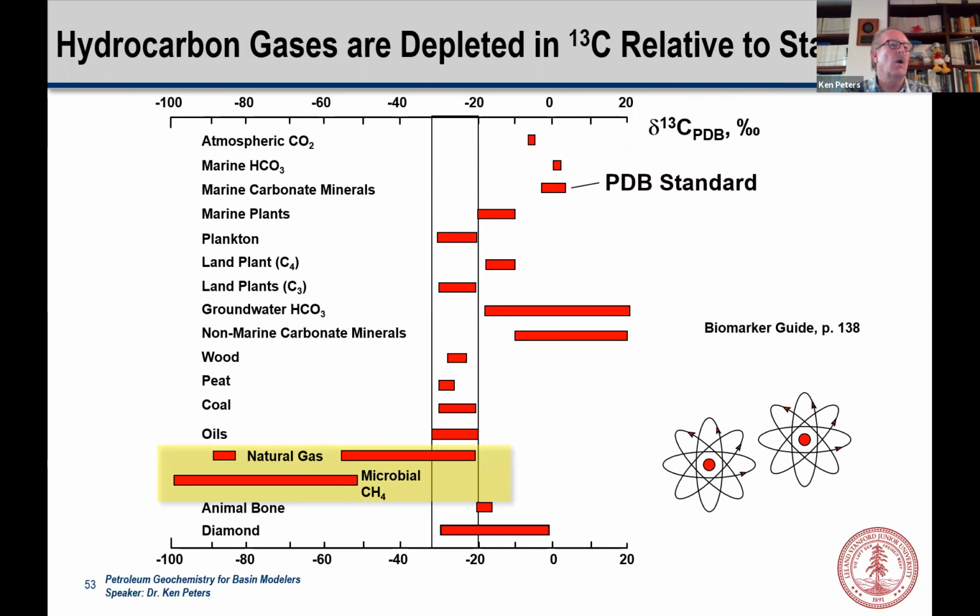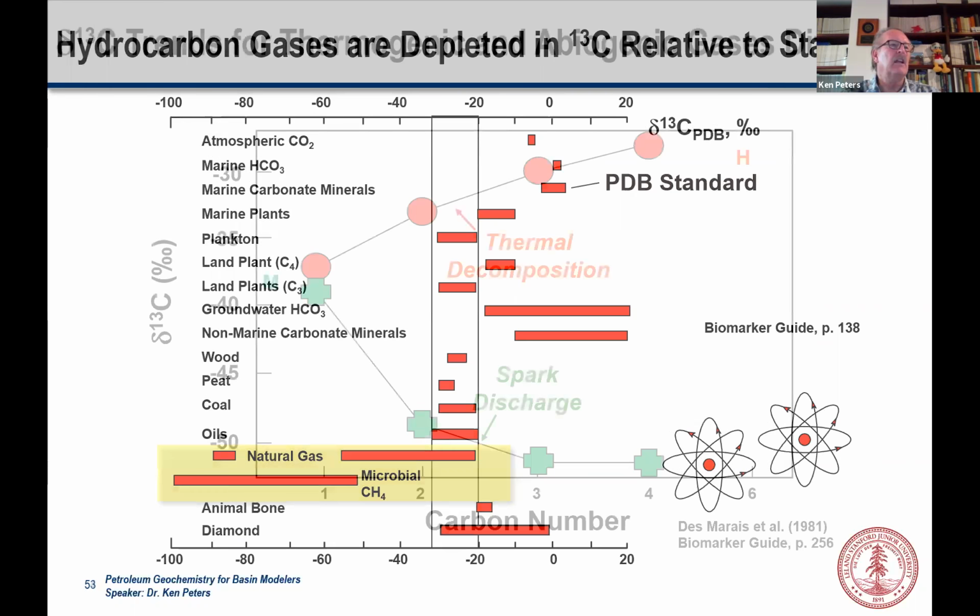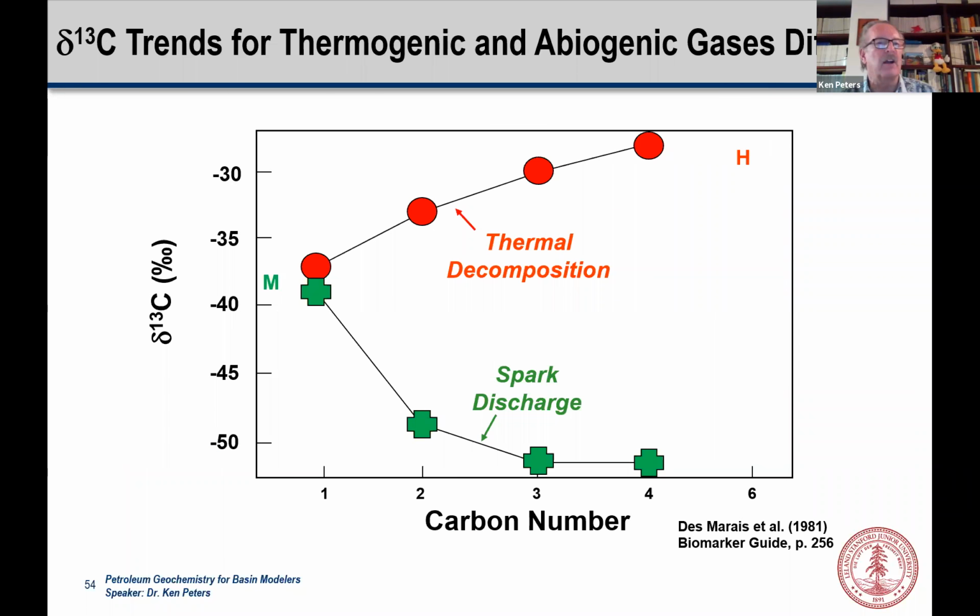You've seen this one before. Microbial gas and thermogenic gases are isotopically quite negative compared to PDB. Here's some experiments that were conducted a long time ago by Dave Demaray. I actually was working in the same lab as him at the time he did some of this work. So this is kind of interesting. You can take hexane gas, and you can crack it at high temperature, and you can generate products. Here's the butane, propane, ethane, methane.